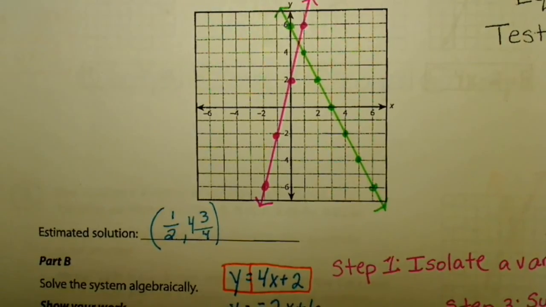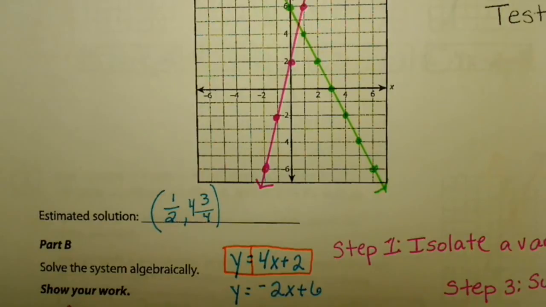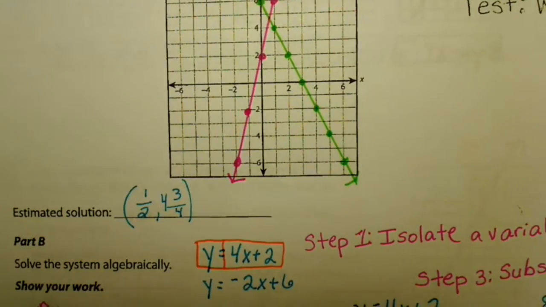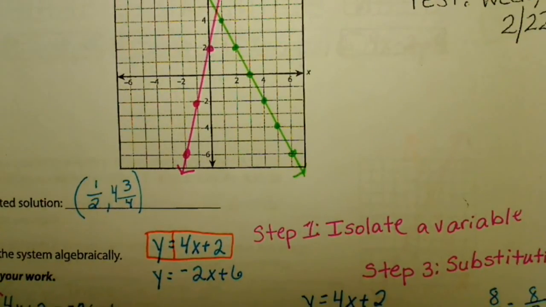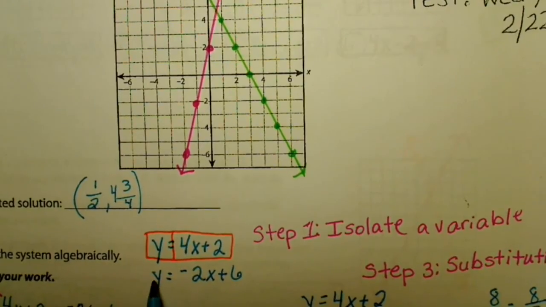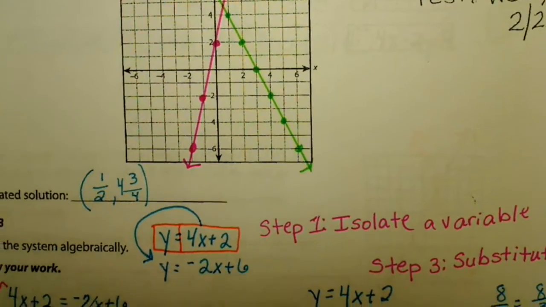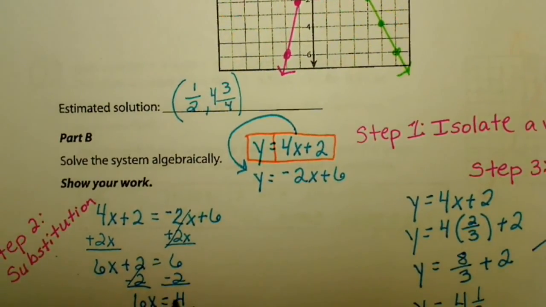Part B tells me to solve the system algebraically. The first step is always to isolate a variable. We already have a variable isolated here because we have the y by itself. So then I went to step 2, substitution. In this equation, I'm going to substitute this y with what y is equal to. So I substituted this in place of y, and that gives me this equation.